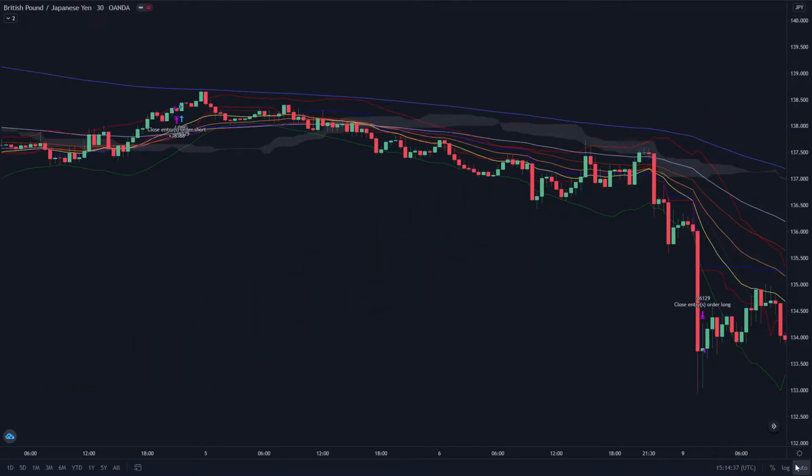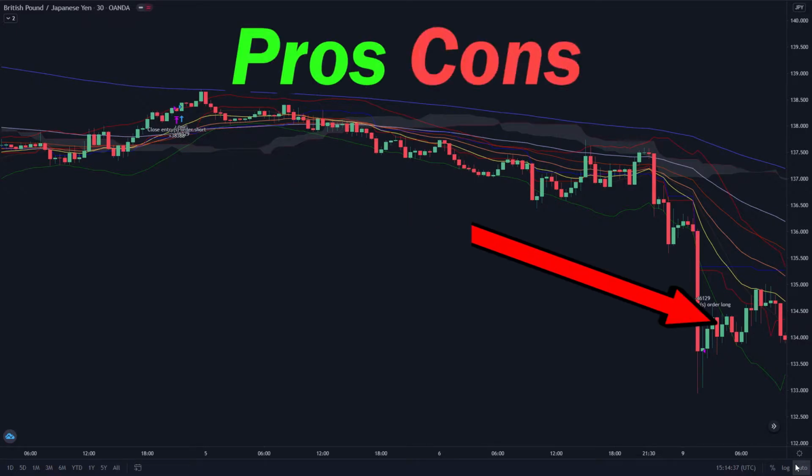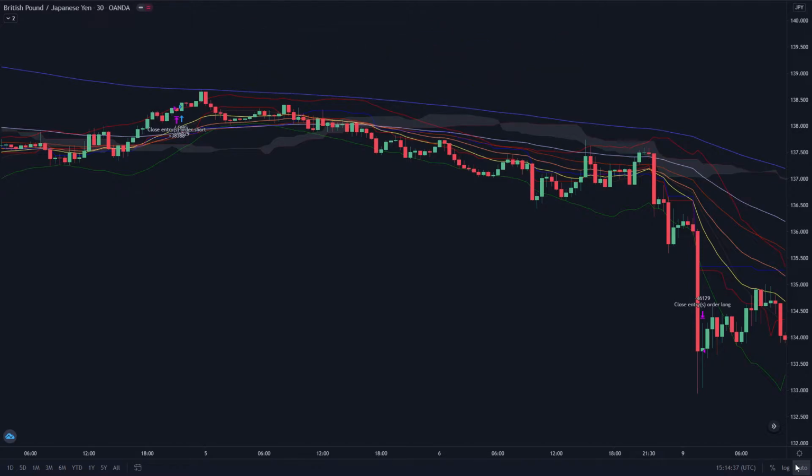But if you don't put a target loss, you will end up losing tons of money like this trade. So each strategy has its own pros and cons, and it's all up to you to use which strategy. I suggest you backtest using your own methods and try to find which is the perfect combination for you.